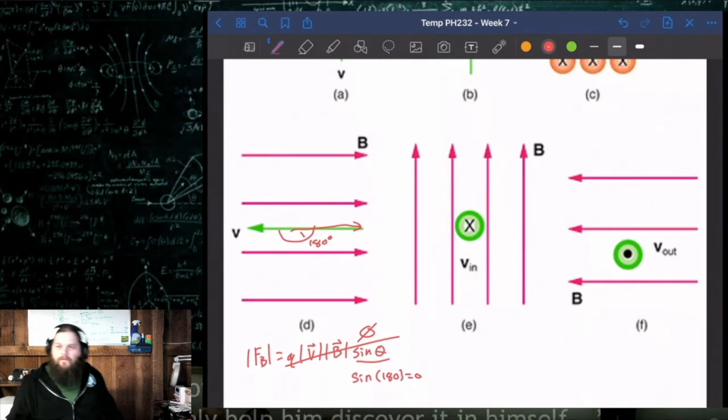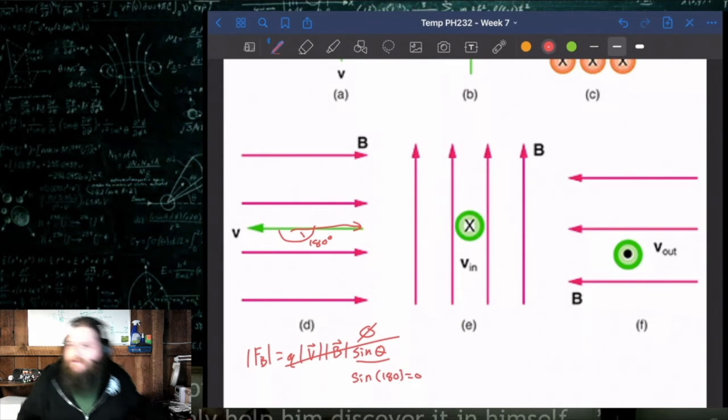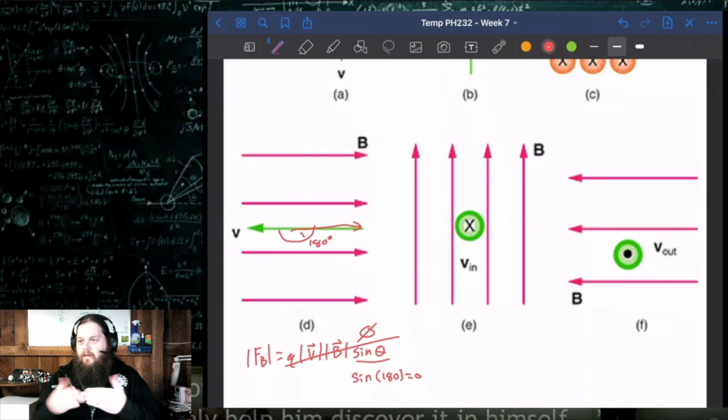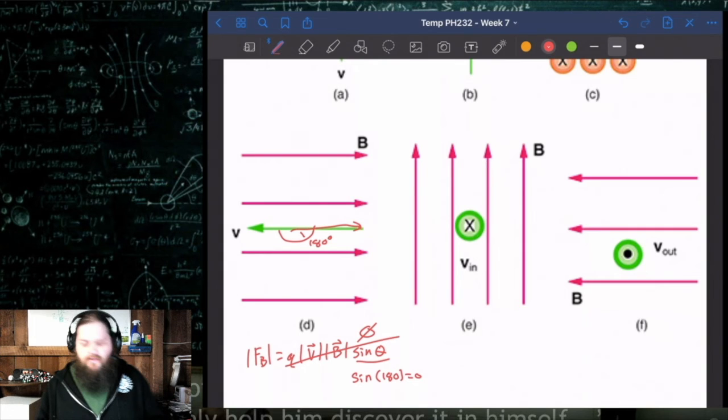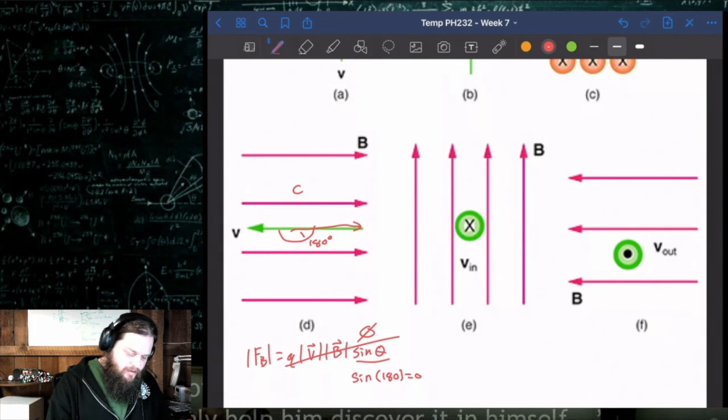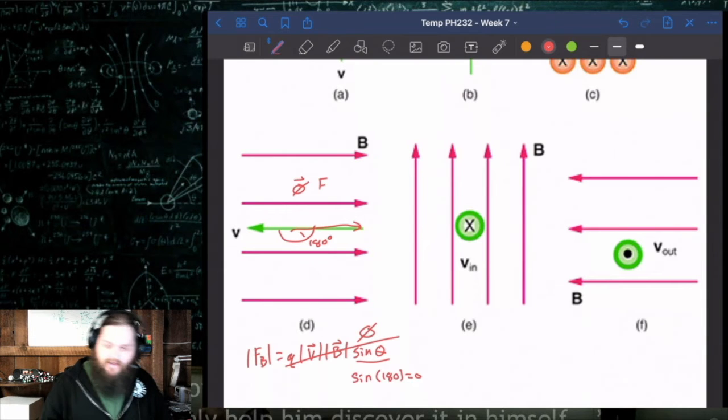The magnitude of force on that particle is 0 because it's parallel, or in this case anti-parallel, to the velocity of the particle. So if it's going straight into the magnetic field or straight with the magnetic field, there's no real change to it. And so this one I can say is just 0 force. It makes a zero vector in a weird way.